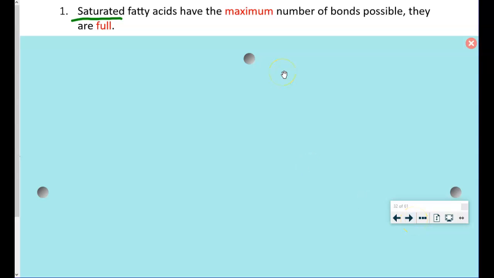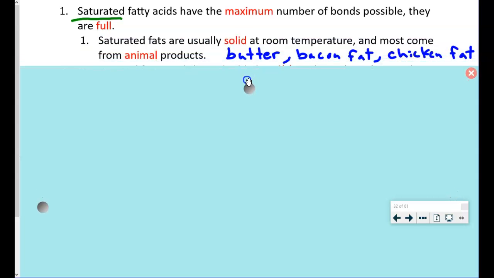All right, so here's the words that go with that picture, guys. Saturated fatty acids have the maximum number of bonds possible. They are full. No more hydrogens can be bonded to anything. They are totally full. Because of that, these guys are normally solid at room temperature. All those extra H's, the hydrogens, make it very solid. There's no wiggly, floppy, movable parts.